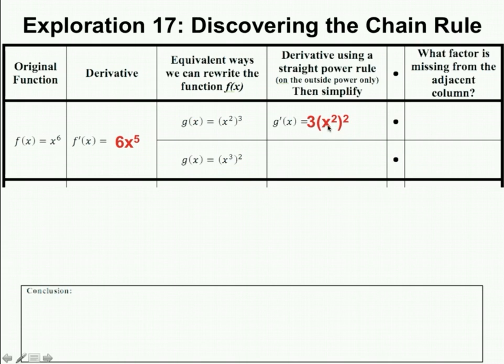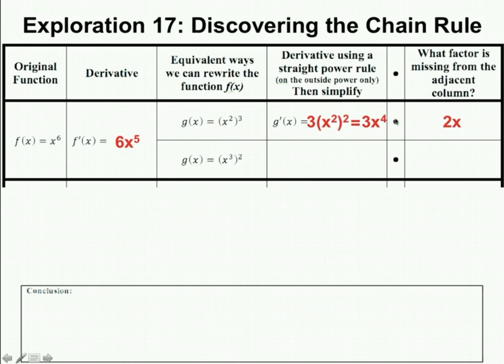So if we simplify this, we know we have 3x to the 4th power. Well, that is not this. So we can agree that just doing the power rule on that outside power isn't getting us the derivative. So let's look at then what we're missing here. So we need a 6, we have a 3, so we're missing a 2. And we need an x to the 5th, and we have an x to the 4th, so we're missing an x. So we're missing a factor of 2x.